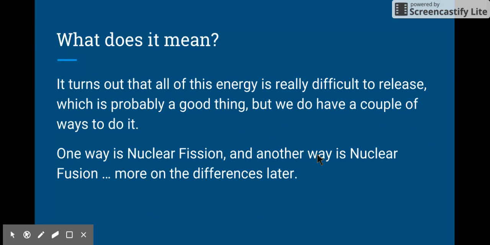It turns out that all of this energy is pretty difficult to release. You don't see paperclips exploding into massive explosions very often, at least I hope we don't. So it's probably a good thing that it's hard to release. But we have figured out a couple of ways that we can do it. One way is nuclear fission, and another way is nuclear fusion. Over the next couple of days, we'll be talking more about the differences. They're both nuclear reactions, however.